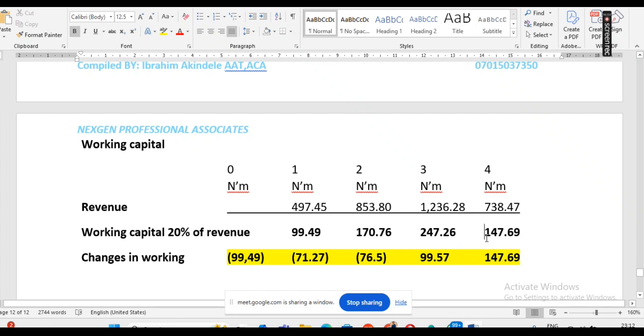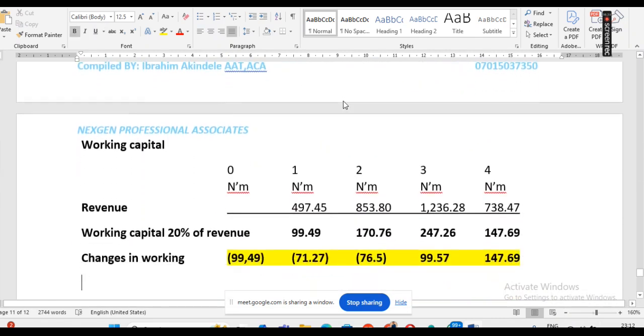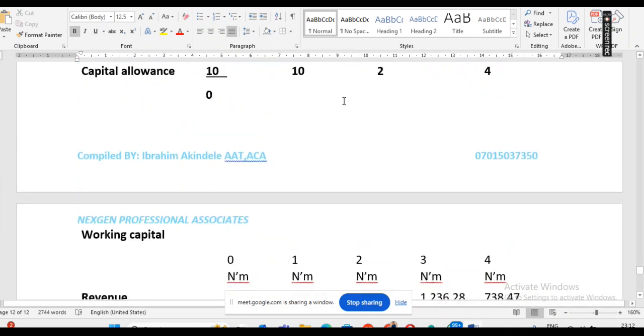In the last year, you have 147.69 minus 0 because you don't have any other thing. Minus 0, you recoup back your investment, which is positive, right? And that is how we calculate this part. So in this case, we come back to working capital. Please screenshot this part so that you can just give me the figures. This is working capital, right?